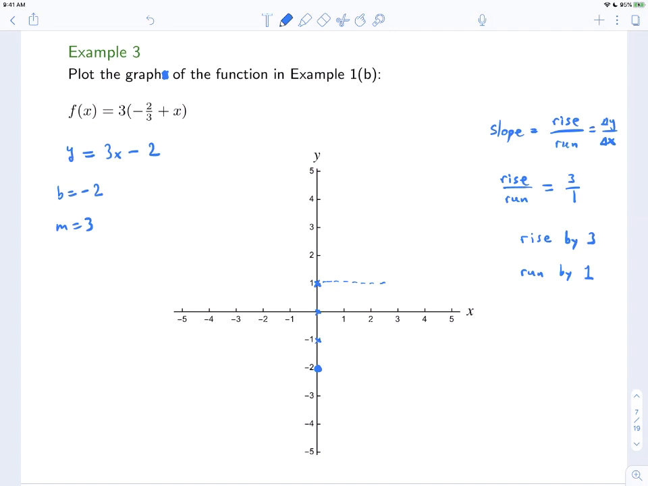Run means how far horizontally you go. So that's going to put us right there. So that passes through the point 1, 1. And now we just connect the dots, and we'll try to do a better job of it this time than I did last time. There we go, something like that. And that's the graph of the equation y equals 3x minus 2.